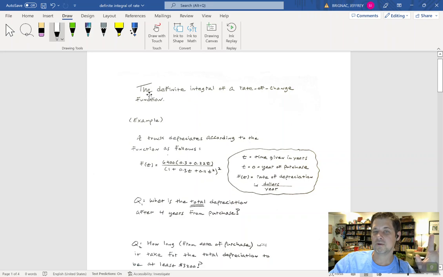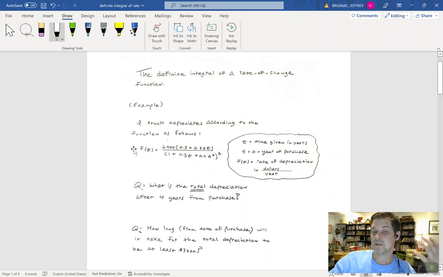Now, you can find this topic in books and online or wherever you look as something along these lines. What happens when you take the definite integral of a rate of change function? Okay? So a rate of change function would be kind of like this function here, right? That tells you how two things are changing together. It tells you how a truck depreciates. It tells you how the value of this truck changes over time. It's got units in dollars per year and so on, okay?